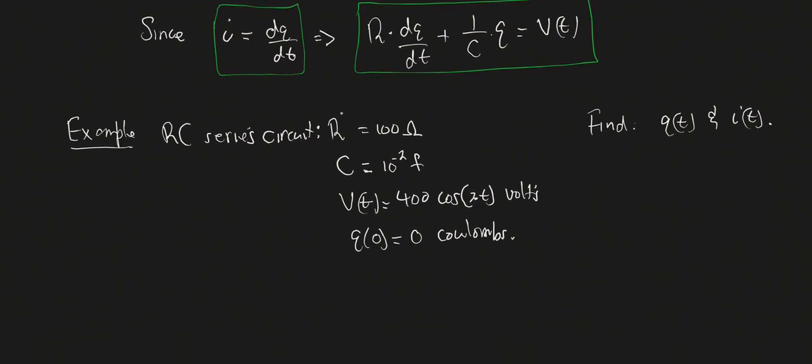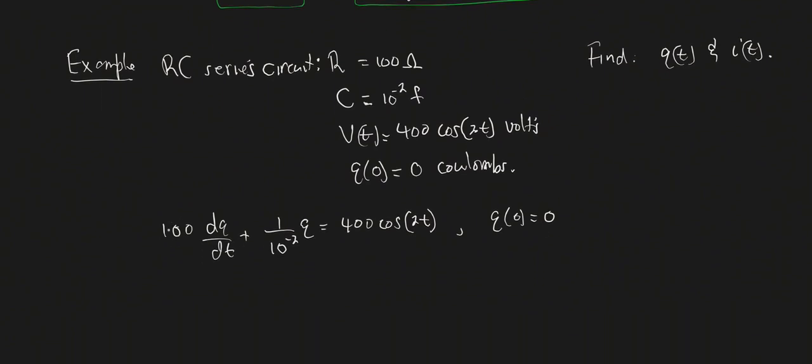So let's start by setting up the differential equation. So we have 100 dq/dt plus 1 over 10 to the negative 2 q, and then that's equal to 400 cosine of 2t, right? So there's our differential equation. We can put the initial condition right beside it. There we go. So there's our IVP.